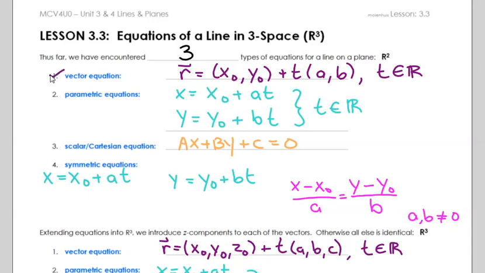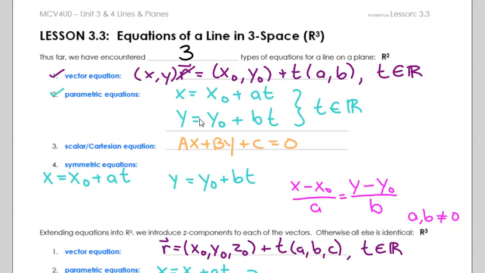So in two-dimensional space, you had vector equations, and vector equations are made up of your position vector, x naught, y naught, plus a parameter, t, which is a scalar that's going to then multiply a, b, and that's your direction vector, or in other words, your slope. So another way of thinking about this is you're starting off at a point, and then you're going to add a certain multiple of your slope and get to a new position or a new point.